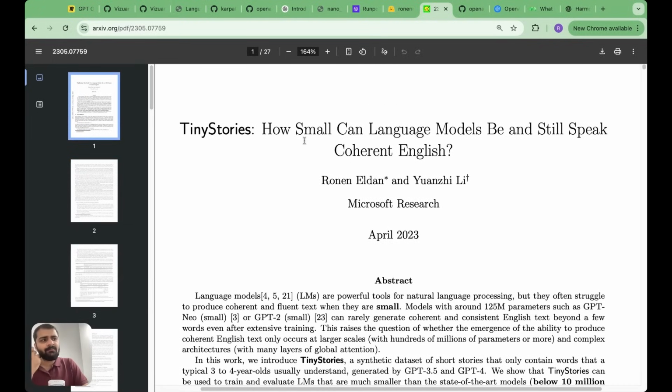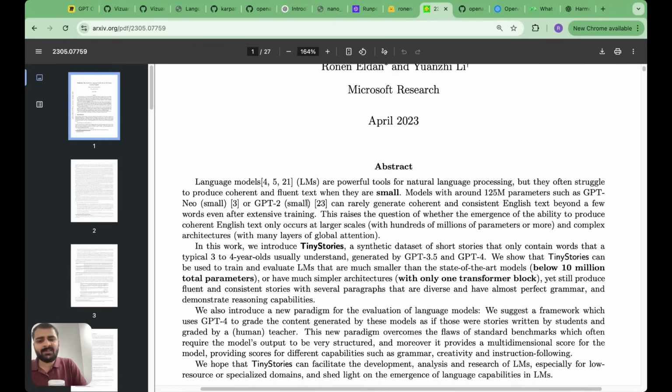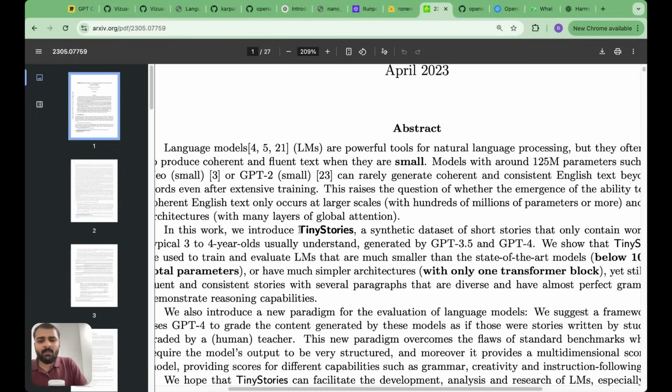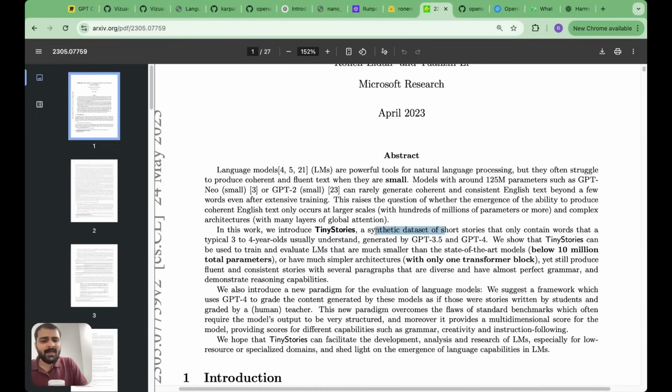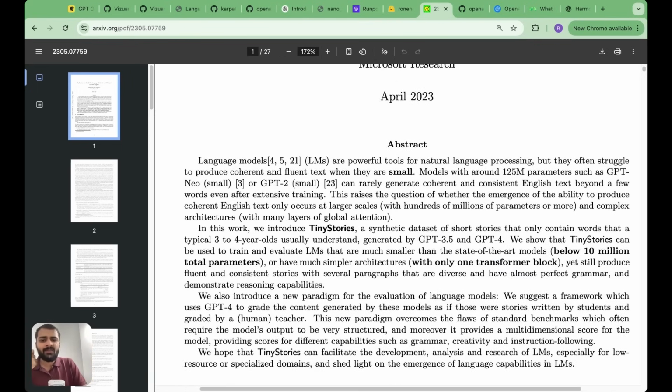So the authors thought about this question: how can we construct such a dataset which contains the key elements of the English language, but not too many unnecessary things? So that's when they came up with tiny stories, right? It's a synthetic data set of short stories that only contain words which typical 3 to 4 year olds can understand. The beauty of this data set is that it does not contain too much unnecessary complex information, but still it will have enough stuff which captures the nuances of the English language.